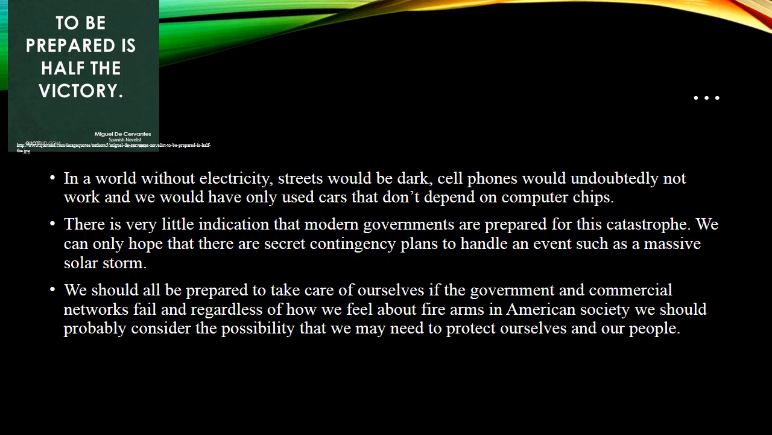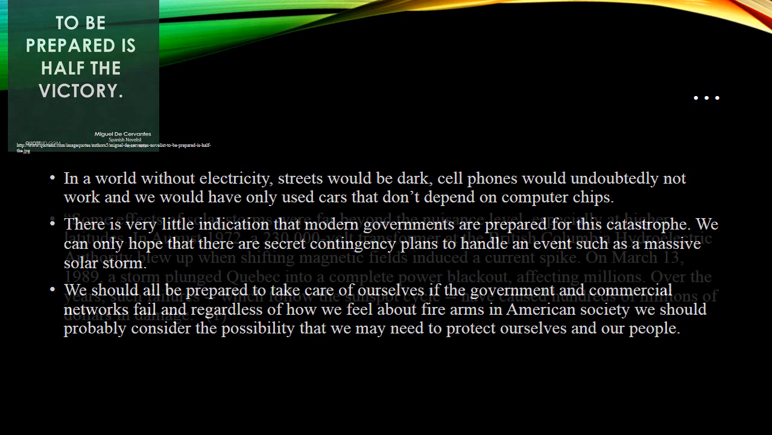There is very little indication that modern governments are prepared for this kind of catastrophe. We can only hope that there are secret contingency plans to handle an event such as a massive solar storm. We should all be prepared to take care of ourselves if the government and commercial networks fail. And regardless of how we feel about firearms in American society, we should probably consider the possibility that we may need to protect ourselves and our people.